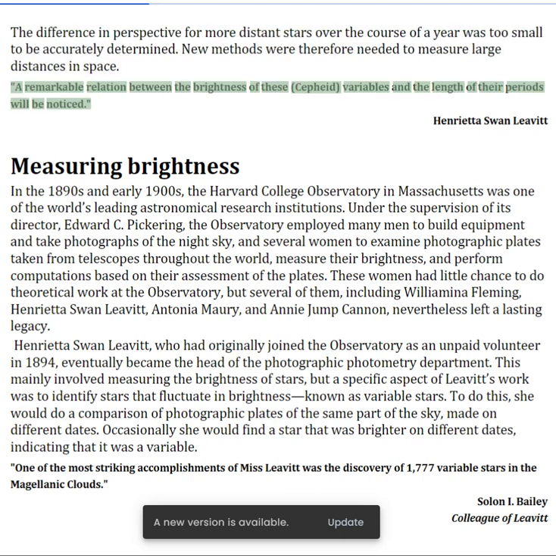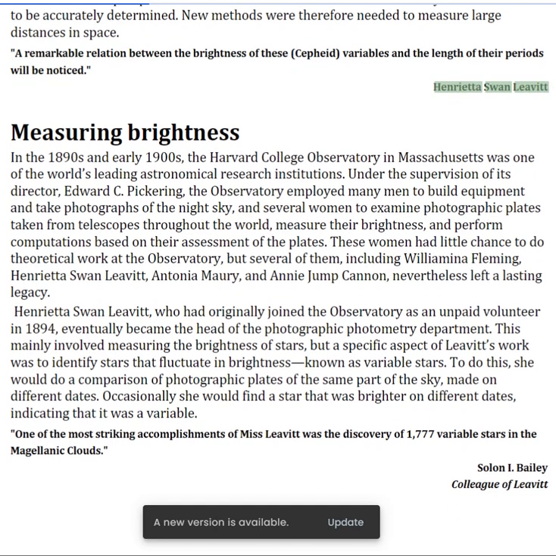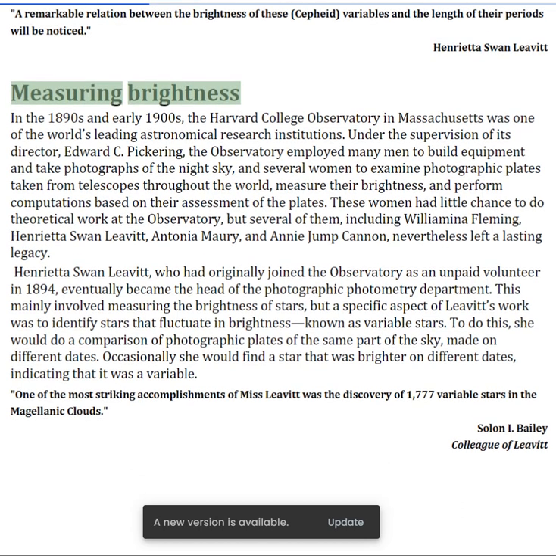"A remarkable relation between the brightness of these variables and the length of their periods will be noticed." Henrietta Swan Leavitt. Measuring brightness.